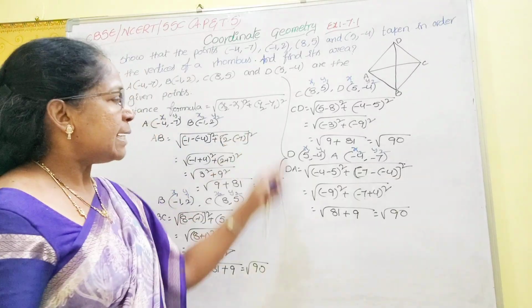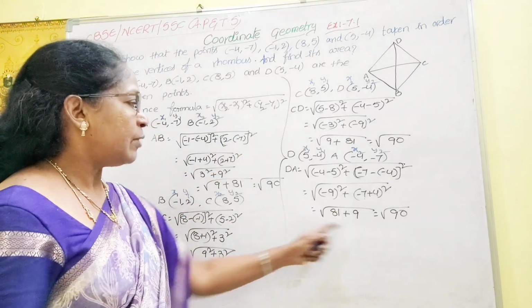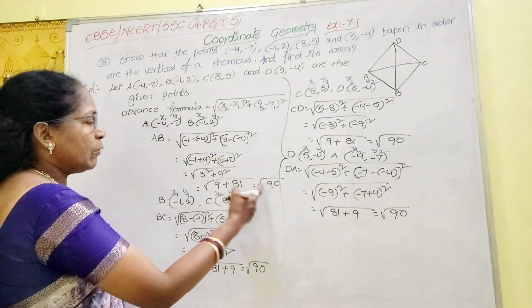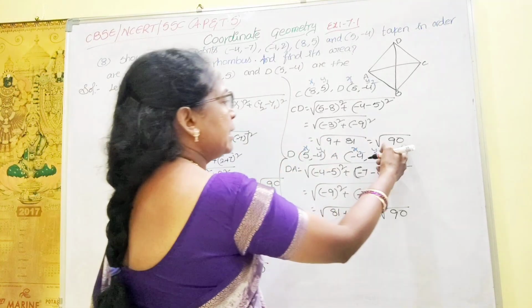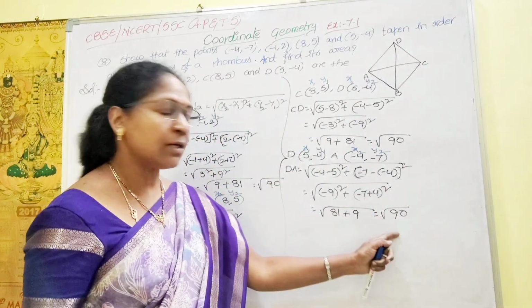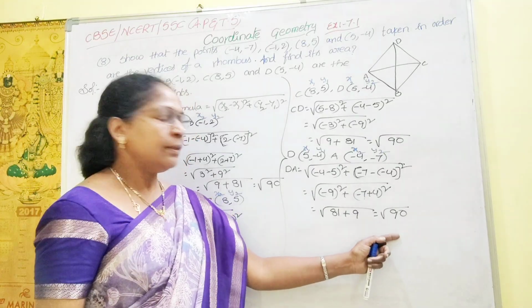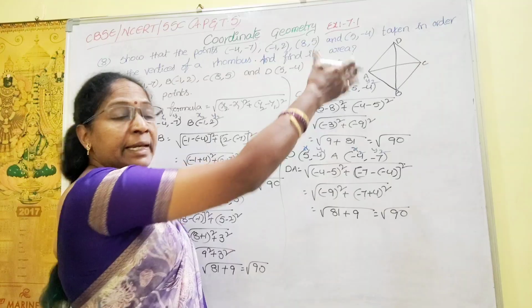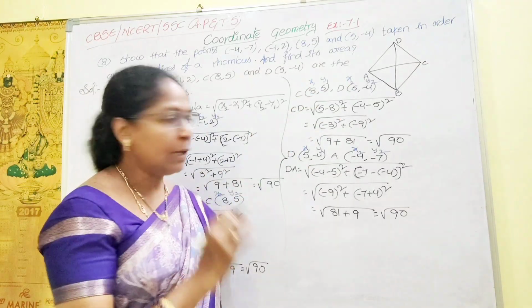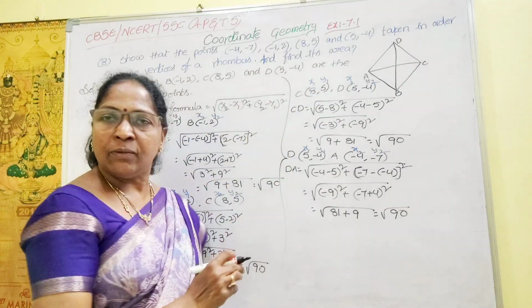Yes, the 4 sides' distances we have already found here. Now see, AB equals the square root of 90. BC is also the square root of 90. CD is also the square root of 90, as well as DA is also the square root of 90. Then we can understand, yes, it is a rhombus. The 4 points taken in order are the vertices of a rhombus. So you can find out the area.